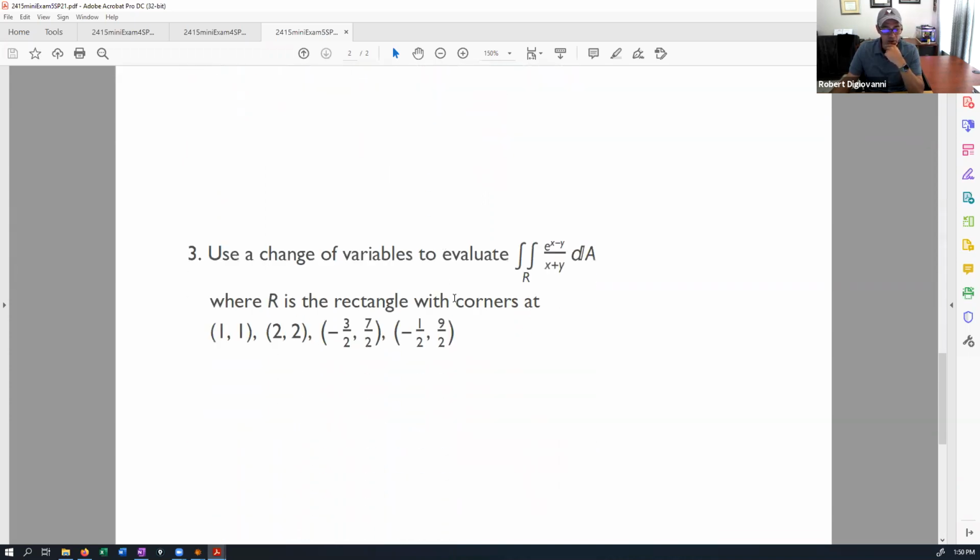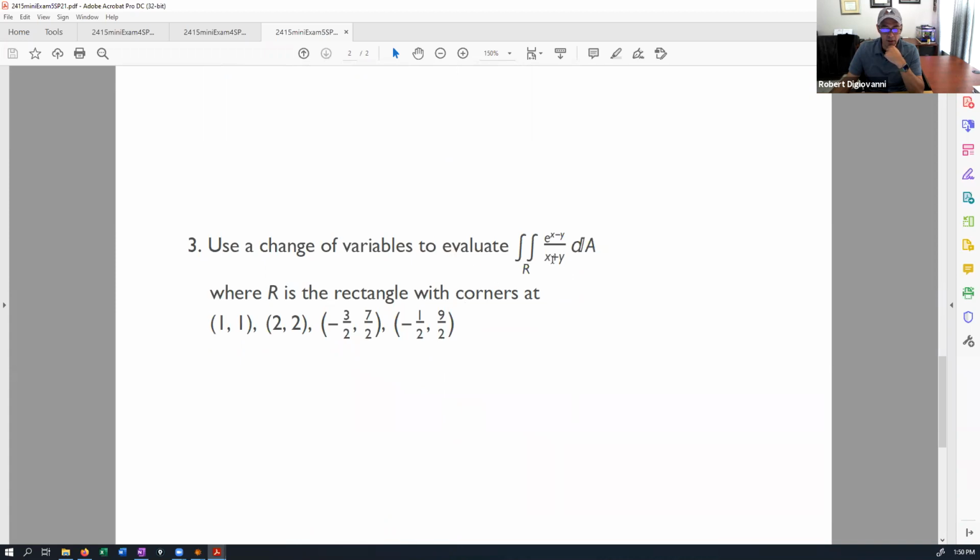And then this last one, use a change of variables to evaluate this. Looks like the problem we just did, but it's not quite. And then here are the corners of some region. It's a rectangle with those corners. All right. So after what I just showed you, you should be able to do this right now. And then I also don't tell you what to use, right? But I think after the problem we just did, you could probably guess what would be worth going after there, right?